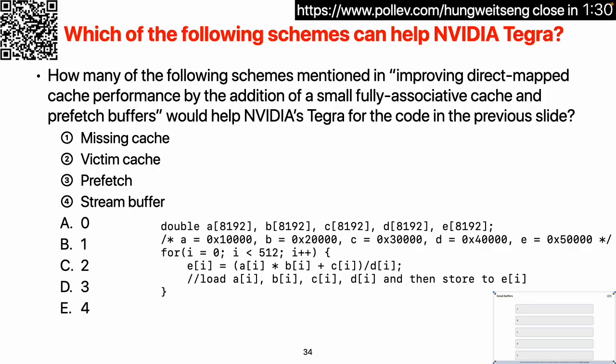So to test how much you understand, can you tell me, from what you have learned from this paper, based on your understanding of the cache behavior of the NVIDIA Tegra X1, how many of the following techniques that this paper mentioned would work as a remedy for the situation that we are facing?